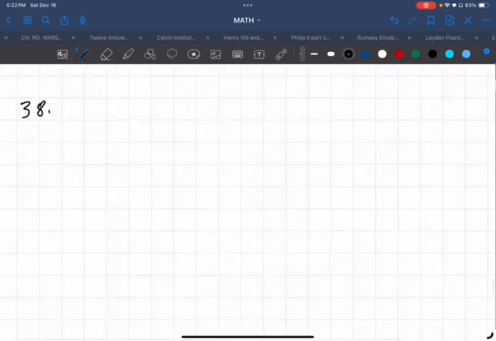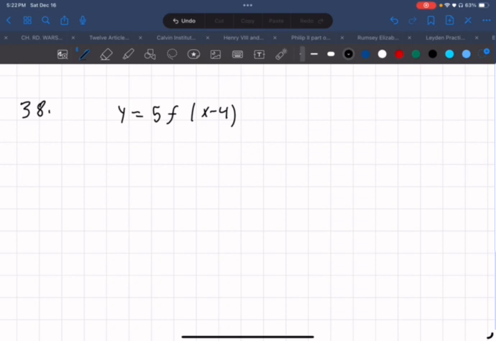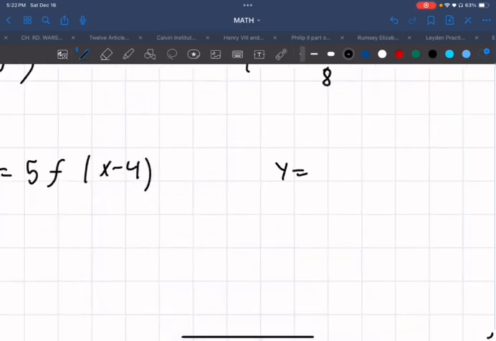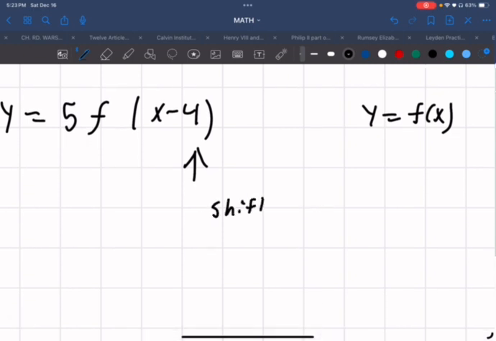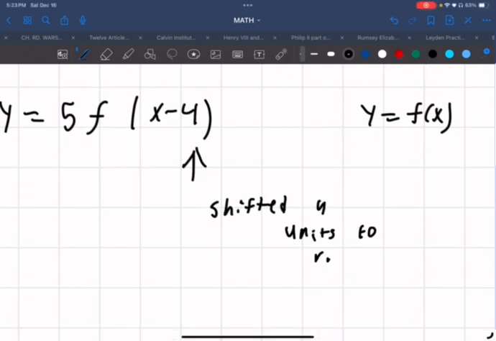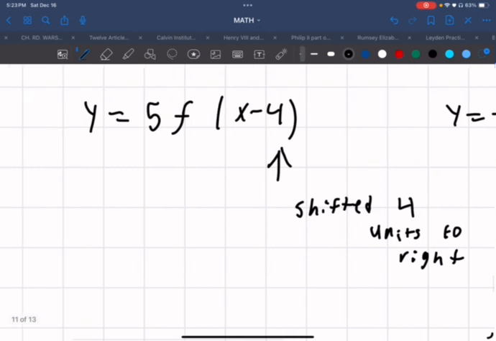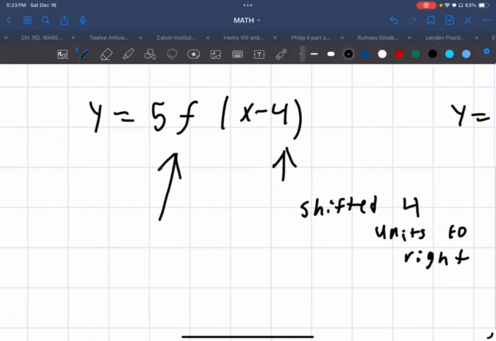Ooh, okay. Transformations I'm really bad at too. y equals 5f of x minus 4. So how does this compare to y equals f of x? Good question. So this would mean that it's shifted to the right 4. And then this would mean that it is vertically, right? Would that be a compression or a stretch? I think it's a stretch.